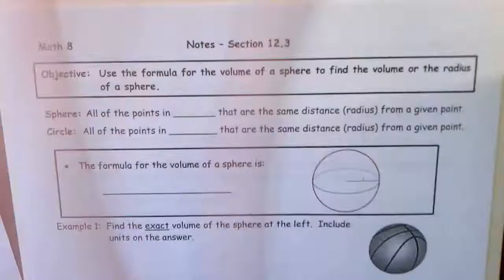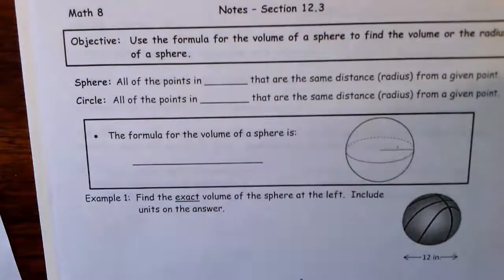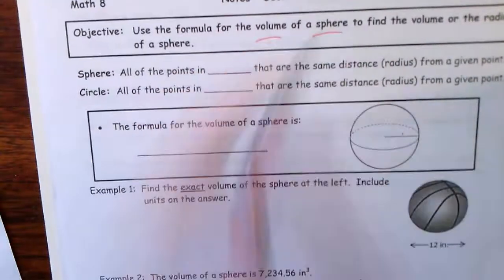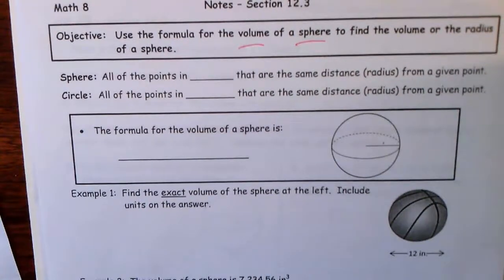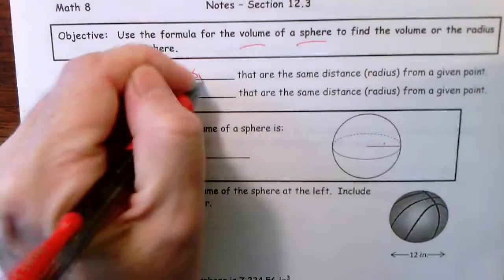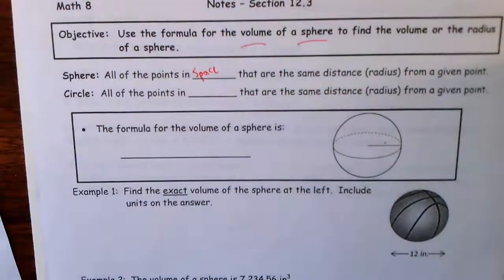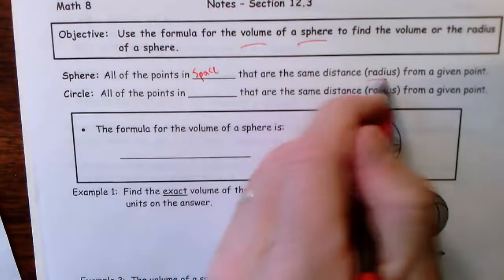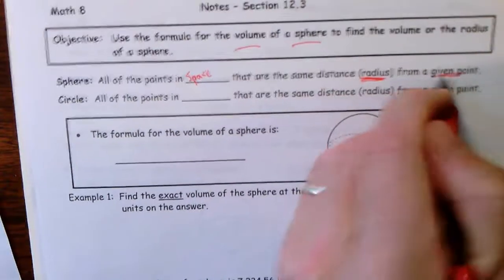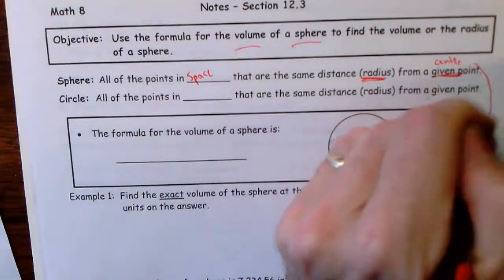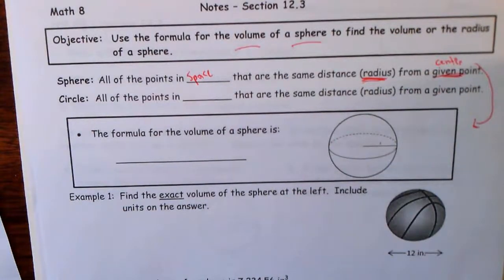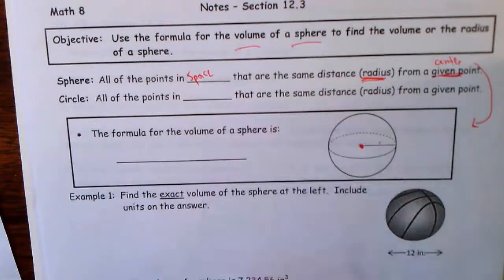Okay, so today our goal is to find the volume of a sphere, or if we know the volume, perhaps find some other measurements. So, first of all, a sphere is like a ball. It is all the points in space that are the same distance, that's the radius, from a given point, that's the center. You can see I have a nice example right here. This would be the center of the ball.